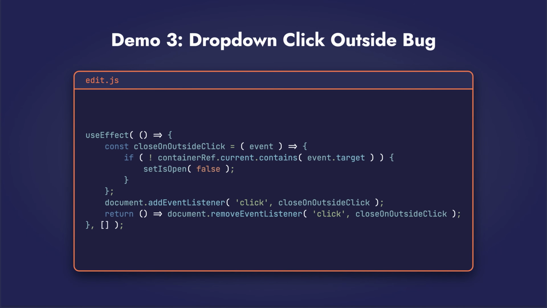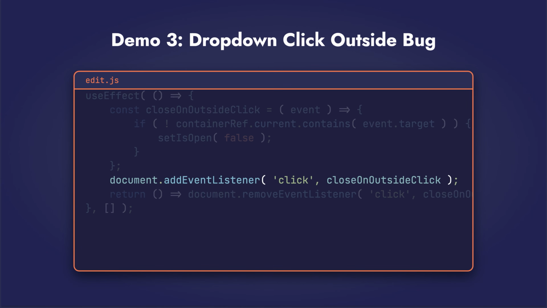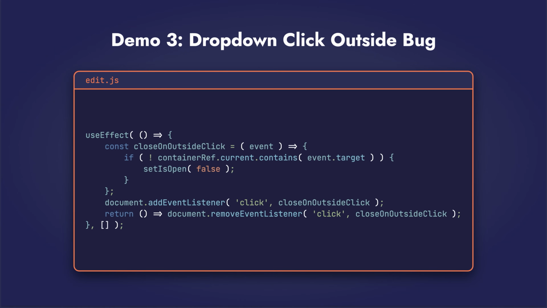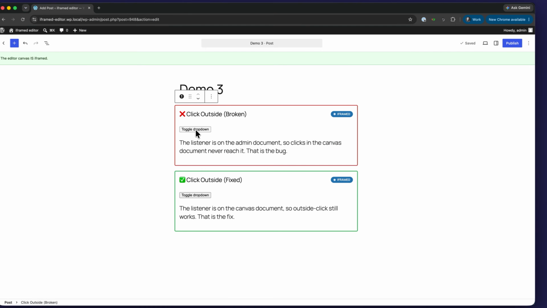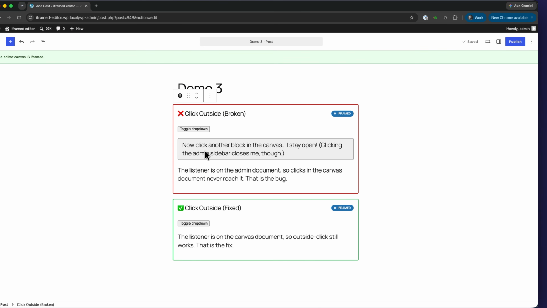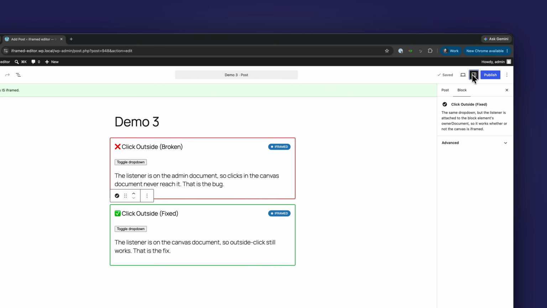Demo 3, the dropdown from the beginning of the video. Here's the code. It closes the dropdown when you click outside. One listener on document. Every React tutorial teaches this exact pattern. I have written this exact pattern many times. So the dropdown opens fine because that's a React event and React doesn't care about any of this. But if I click another block in the canvas, it stays open. Click the toolbar or the sidebar, it closes. That makes no sense. Here's why.